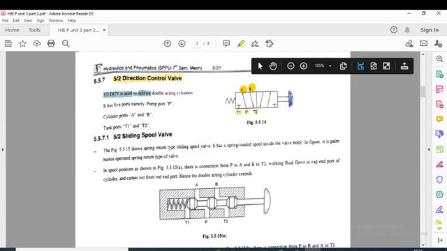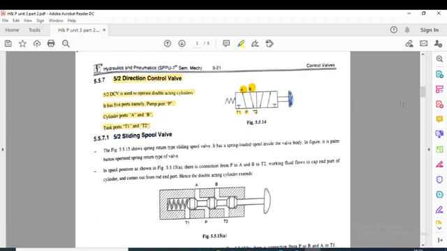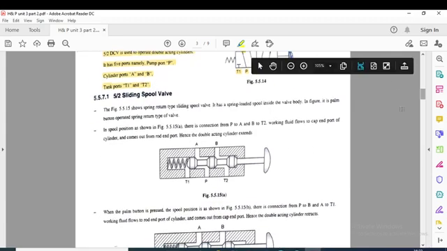Here you can read 5/2 direction control valve is used to operate double acting cylinder. It has 5 ports, namely pump port P, cylinder ports A and B, tank ports T1 and T2. Here we can see this 5/2 sliding spool valve. In this figure they already show us the 5/2 sliding spool type direction control valve.